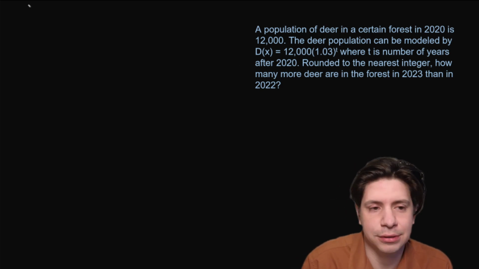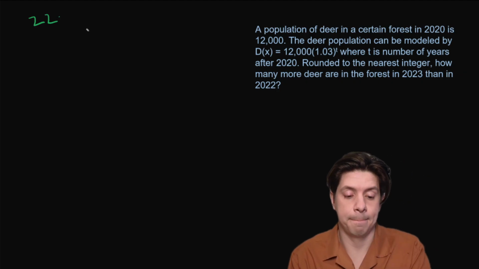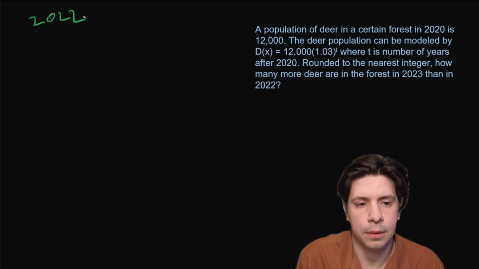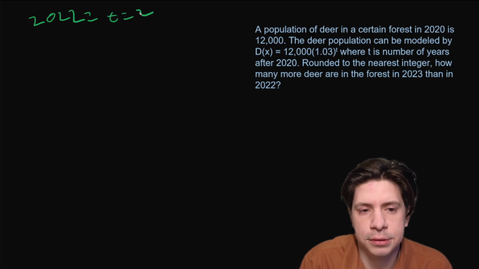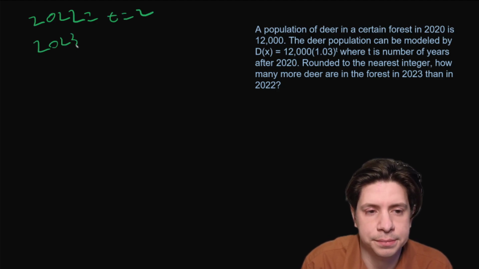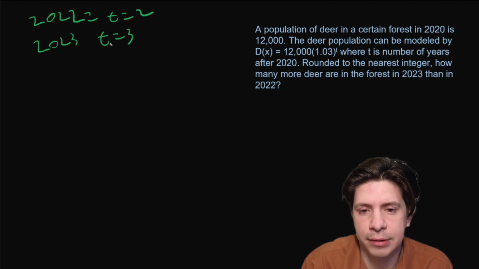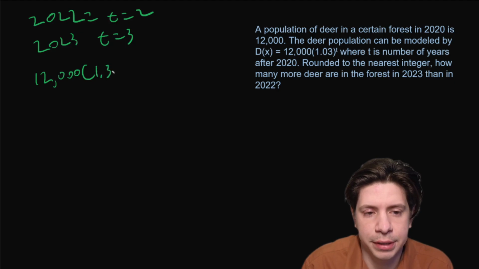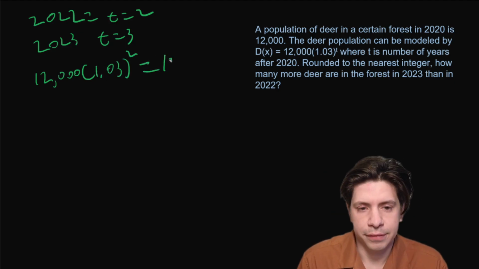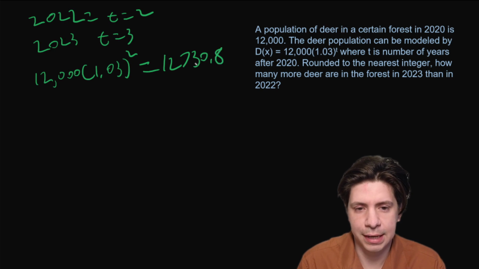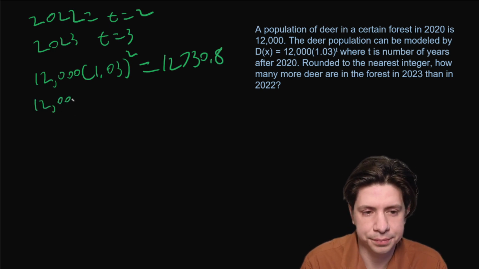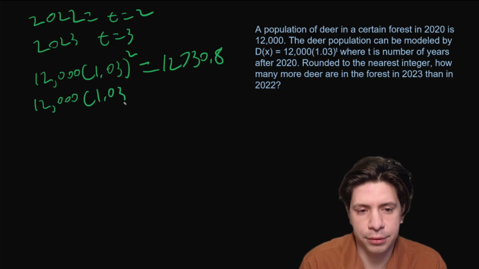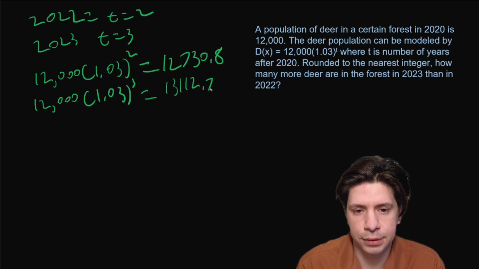So you just want to plug in, right? So 2022, t equals 2. 2023, t equals 3, and we'll plug that in. So we'll do 12,000 times 1.03 squared equals 12,730.8. And now you're going to do 12,000 times 1.03 cubed, and that's going to give you 13,112.724.